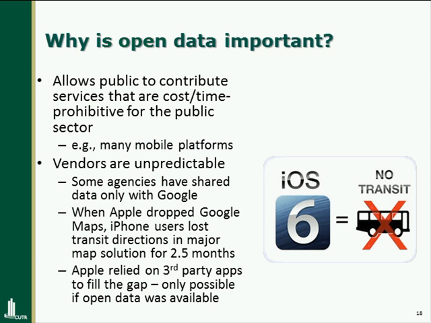Another reason open data is important is that vendors can be unpredictable. There was a good example of this when iOS 6, the new set of iPhones, rolled out. Apple made the business decision to drop Google Maps as their primary map provider. When this happened, all the new iPhone users lost transit directions in their default map solution for about 2.5 months. Apple openly said that they were relying on third-party apps to fill the gap of providing transit directions. But obviously, if an agency was only sharing data with Google, no third parties would have access to the data to be able to fill this gap.